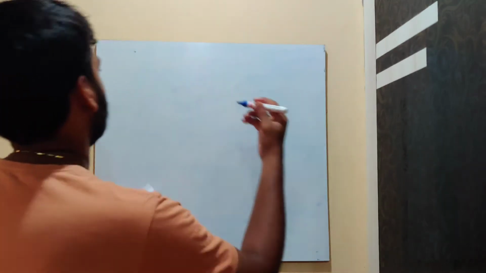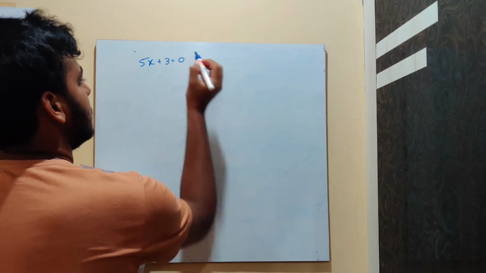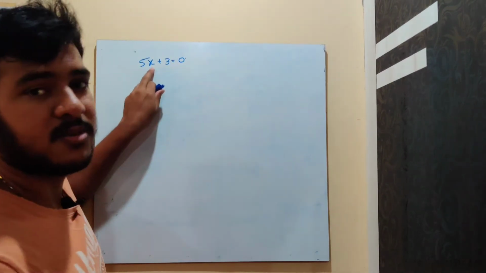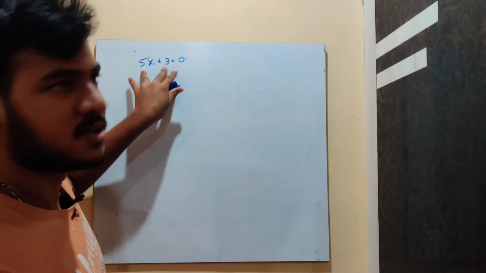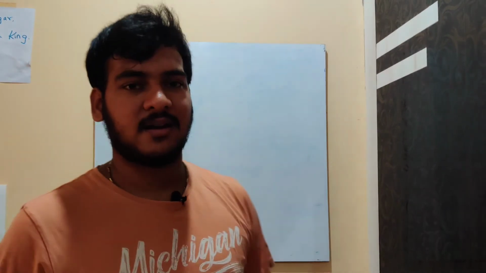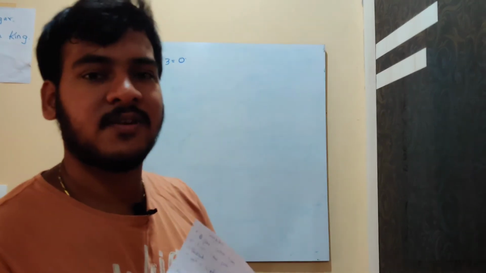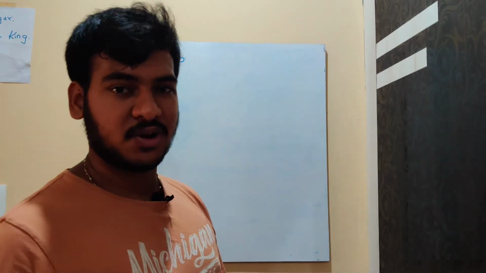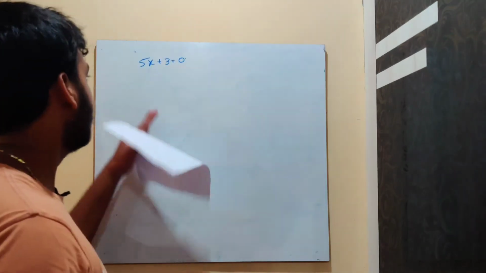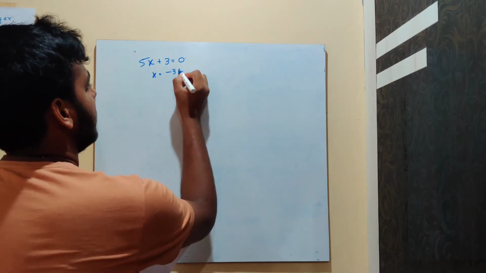So we all know the basic example of a linear equation in one variable, that is 5x plus 3 equal to 0. Here we have only one variable and these two are called constants. So this is a linear equation in one variable. Our chapter is based upon linear equations in two variables, that is, we will be dealing with equations which are in two variables. First of all, let me find the value of this x. Then we have x equal to minus 5 by 3.